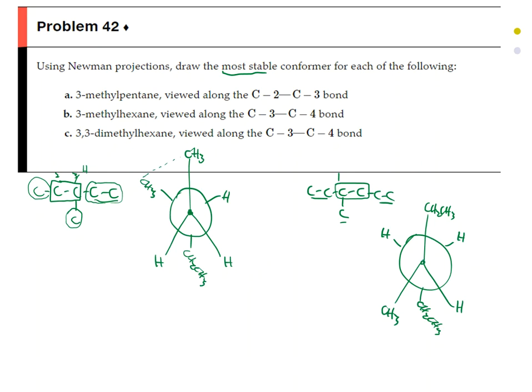All right, so finally for C, I have 3,3-dimethylhexane. So, oh gosh, there's even more. All right, so 1, 2, 3, 4, 5, and 6. So there's hexane. On carbon number 3, I have a methyl group, and on carbon number 3, I have a methyl group. So there's two of them here. And it says view it along the C3-C4 bond. Okay, so there's my third carbon, and there's my fourth carbon. So this is what I need to focus on right there.